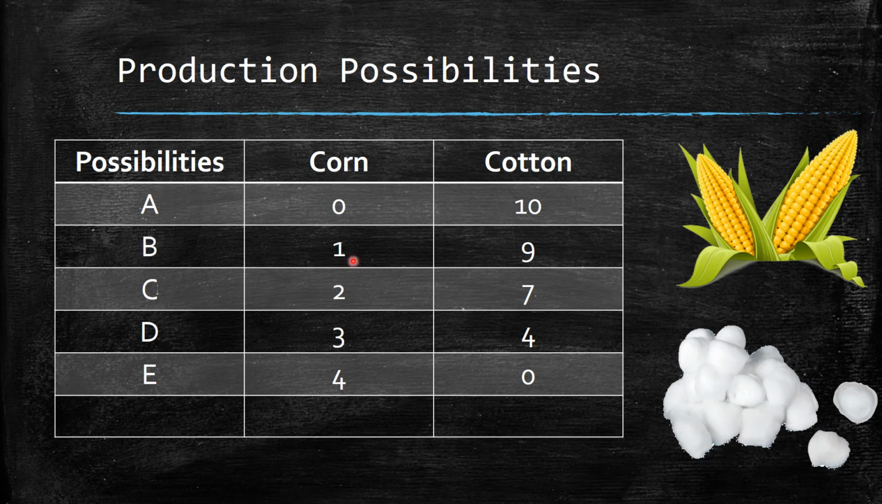In this table we have 5 possibilities. Two possibilities are extremes. At point A, only cotton is produced when we fully utilize the resources. At point E, we can only produce corn. Between B, C, D, we are producing both goods. We can clearly explain this.